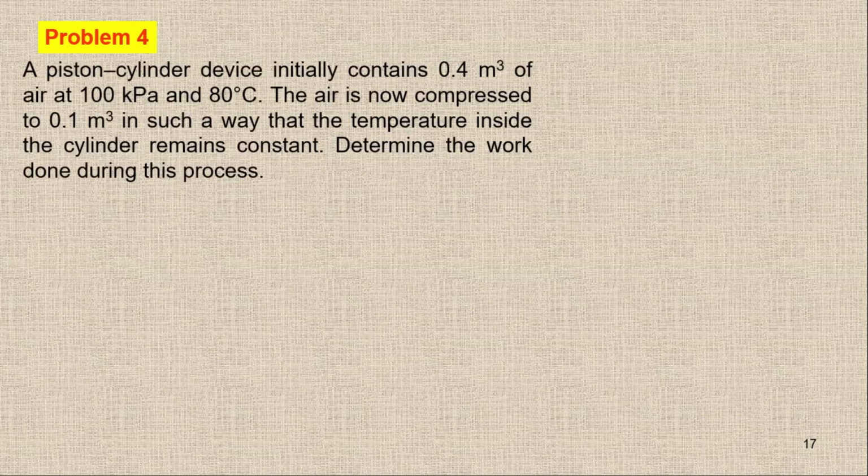Now our next question. This question is basically about a constant temperature process. We have a piston cylinder device that initially contains 0.4 meter cube of air. Now we have air, so there is no need to use the tables. Rather we will use PV equals mRT, the basic ideal gas equation. The initial volume is given, 0.4 meter cube, the pressure is 100 kilopascal, and the temperature is 80 degrees Celsius.